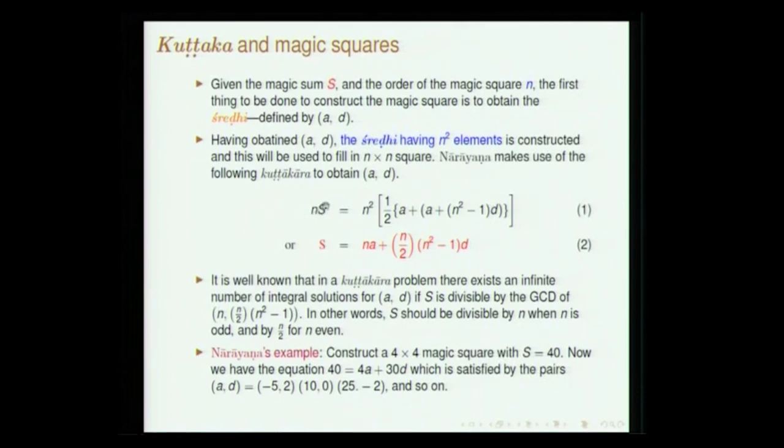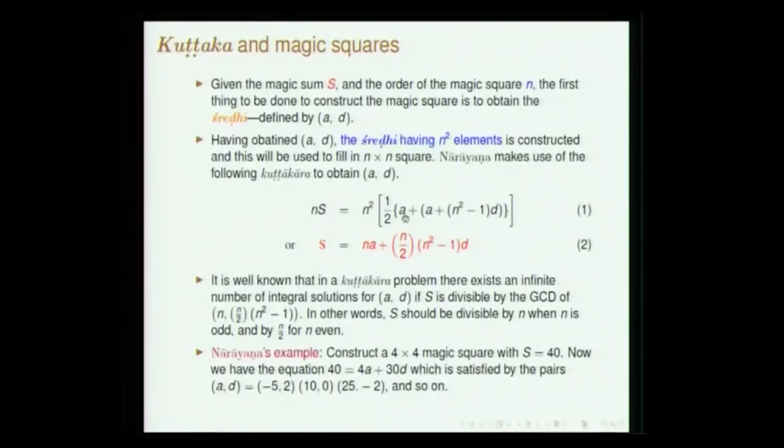S is the sum. By sum we mean either diagonal, pan-diagonal, vertical or horizontal, that is the magic sum. So what will be the sum of all the elements? n times S, that is the left hand side. On the right hand side, A is the first term and this is the last term, so first plus last by half gives the mean, and this has to be multiplied by n square, because there are n square terms here. This is the equation which he has in his mind.